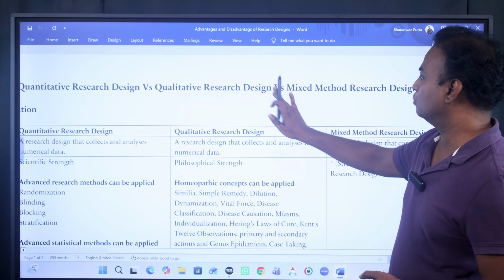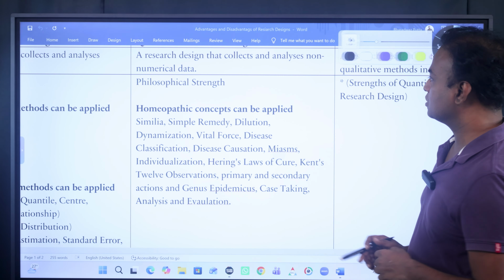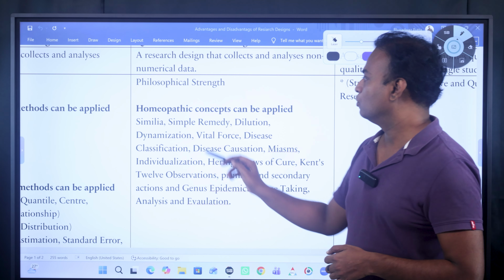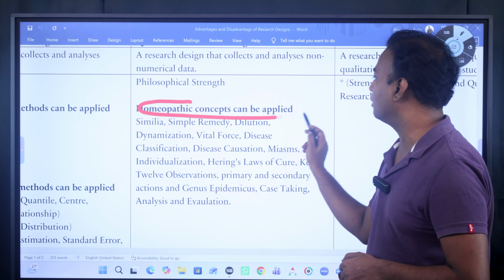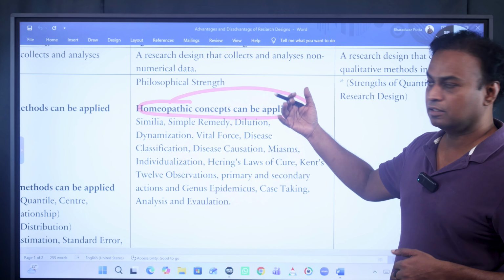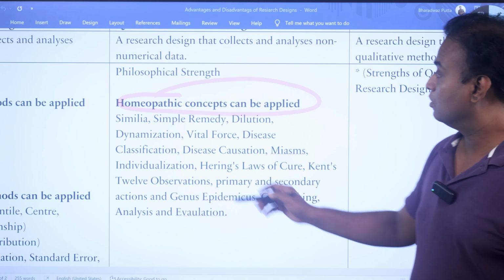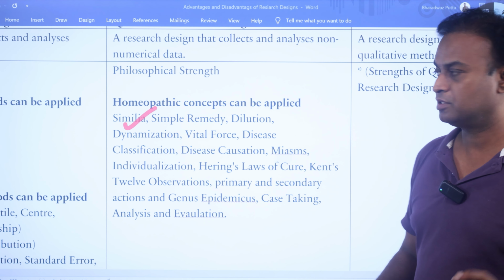Next, we come to qualitative research design. So what is the strength of the qualitative research design? Homeopathic concepts can be applied here. So what are all those homeopathic concepts? These are all either nominal data or ordinal data, that is, qualitative data. The principle of similia can be tested.